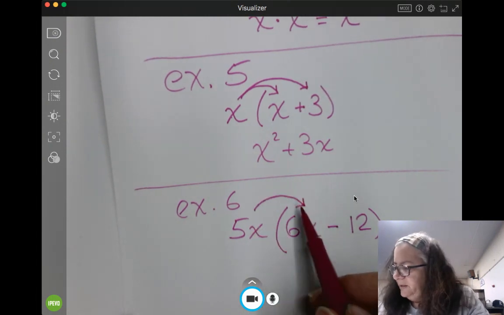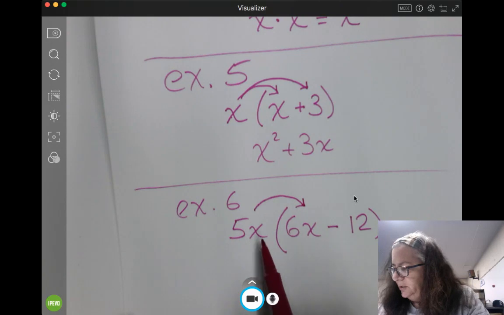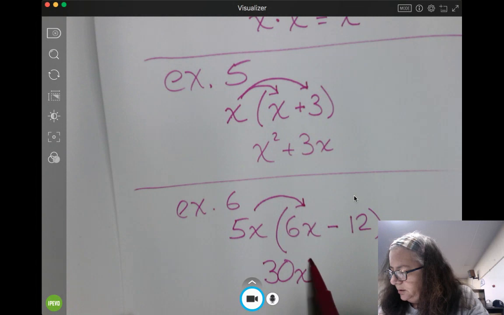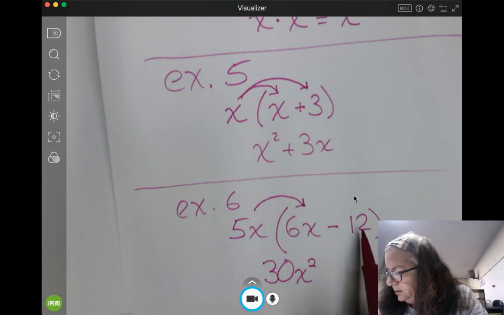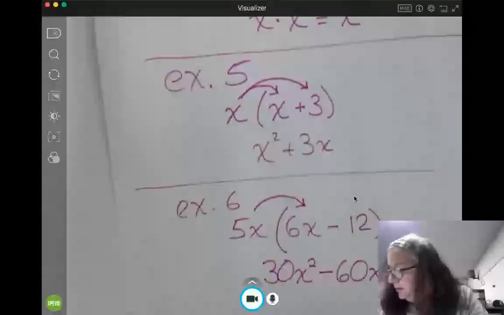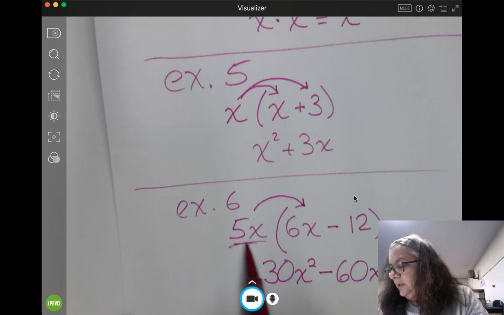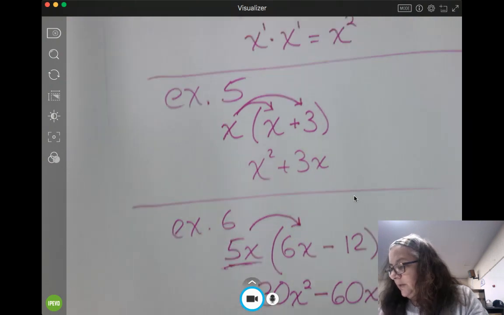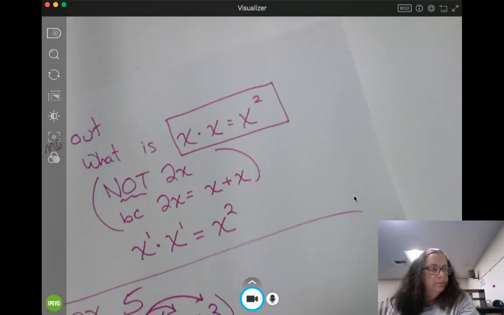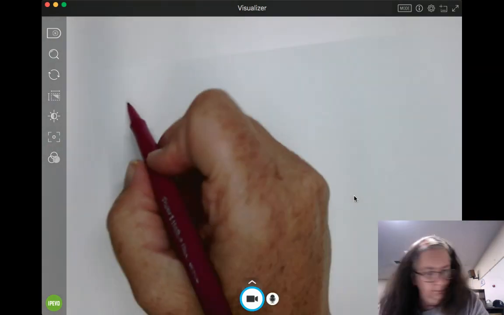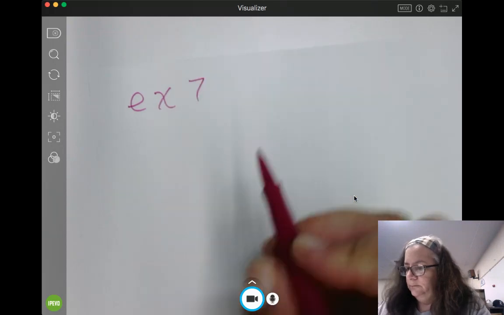When you have 5x times 6x, you multiply the coefficients and you multiply the variables. So that becomes 30x squared. Now 5x times negative 12 is negative 60, but you got to keep the x, negative 60x. Okay, so if there's an x out here, then you have to multiply that x by both things, and you have to multiply the 5 by both things. Okay, let's just do a couple more. Example 7.